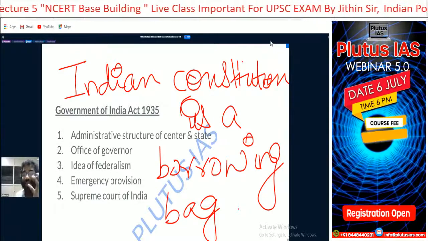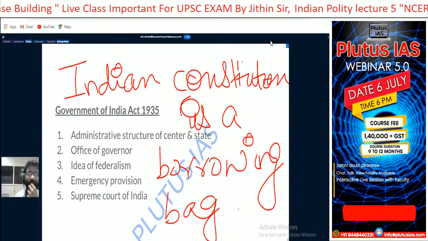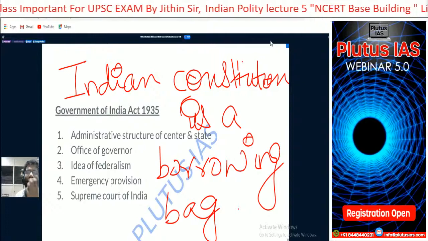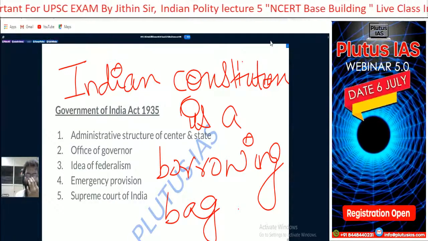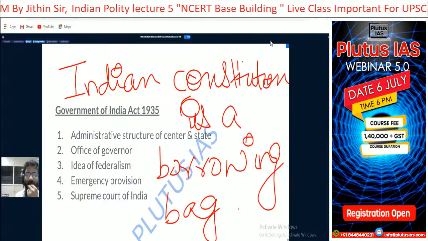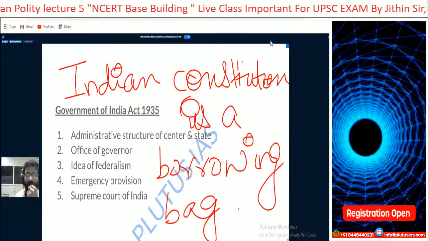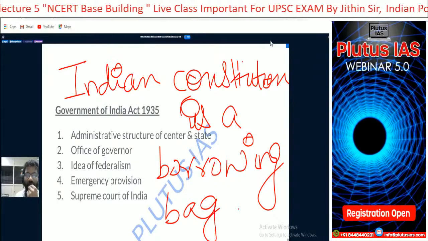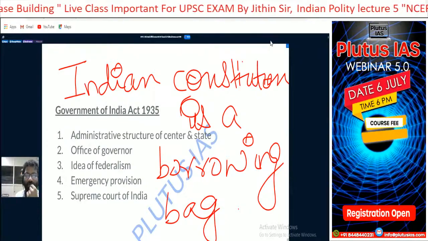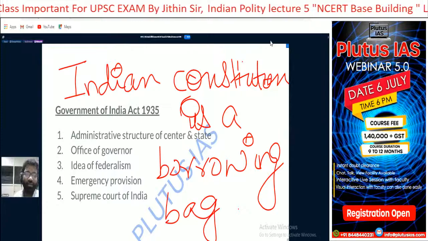It has borrowed certain features. Palak, Arya, explain. It means that Indian Constitution has borrowed many features. Arya, be loud. It means that Indian Constitution has borrowed certain features from other constitutions of different countries, and that's how Indian Constitution is formed. It's not like we have introduced certain things. We have always borrowed from other people.